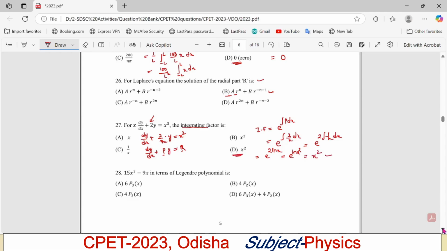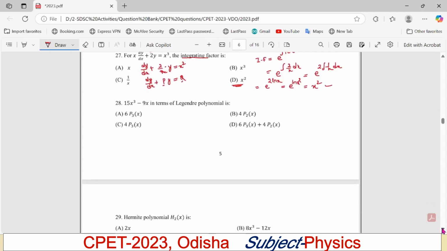Now consider the next question, question number 28. It is given that 15x to the power 3 minus 9x, in terms of Legendre polynomials, is what? This is a very good question.